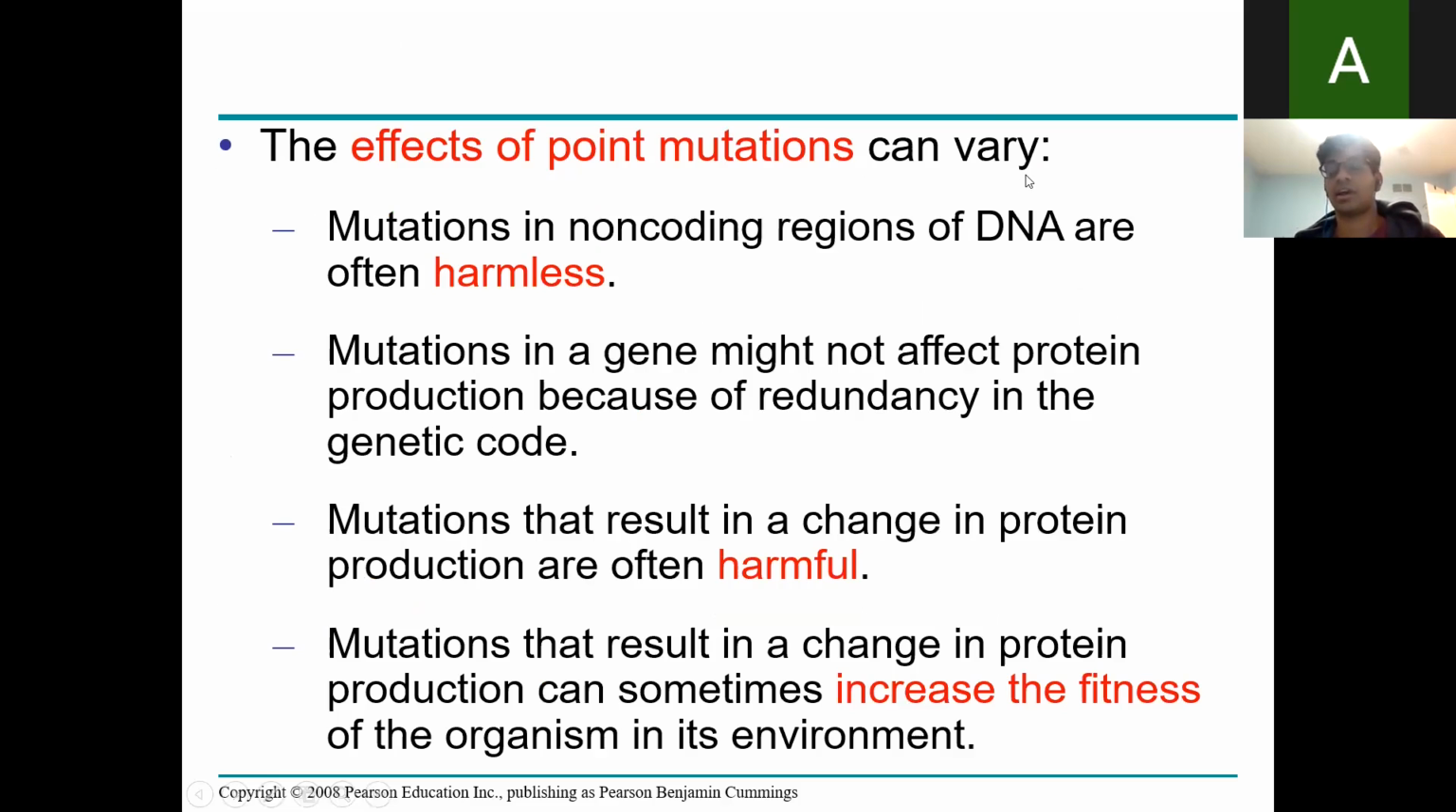Point mutations can have a lot of effects. If it's in non-coding regions, we'll get into this in genetics, these are called introns. They essentially have no effect because introns don't really code for anything. They also might not affect the protein at all. For example, a lot of point mutations in the third position of a codon won't affect the end protein because the first two are really what decides the amino acid. Not in all cases, or not even in most cases, but that's a possibility.